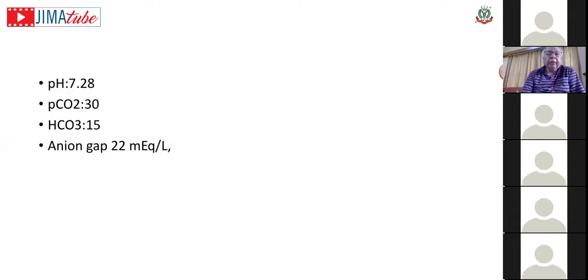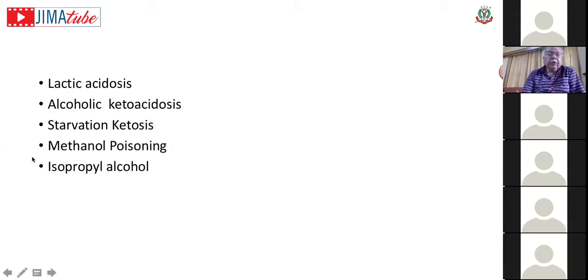Okay. Now what type of high anion gap acidosis is this? There are so many possibilities: lactic acidosis, alcoholic ketoacidosis, starvation ketosis. You might have taken an adulterated alcohol or antifreeze. So how do you differentiate which one? Which one does this patient have?